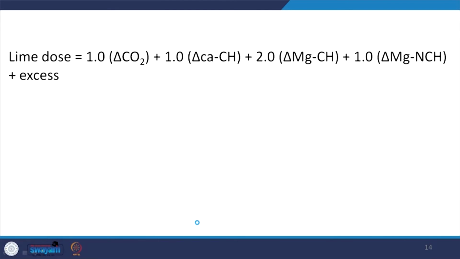Okay, so looking at this table or the summary earlier, what is it that we have here? We have lime dose. For removing 1 mole of carbon dioxide, 1 mole of lime; for calcium associated with carbonate hardness, 1; for magnesium associated with carbonate hardness, 2 moles of lime; and for the one associated with non-carbonate hardness, 1 mole of lime, and some excess has to be added to drive the relevant reaction. That is something to keep in mind.